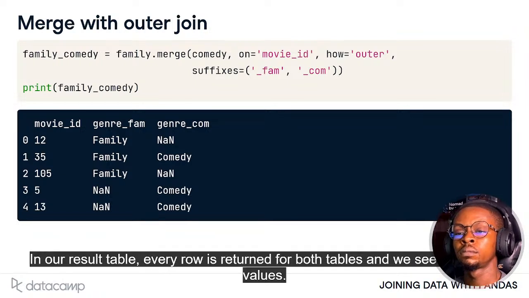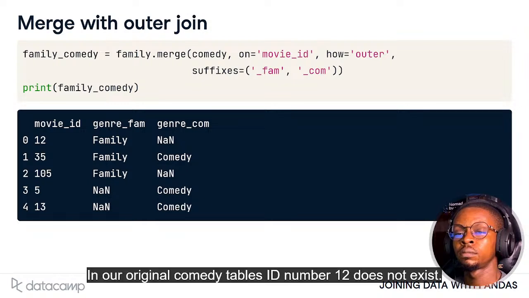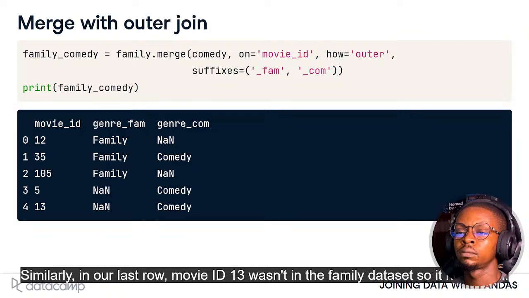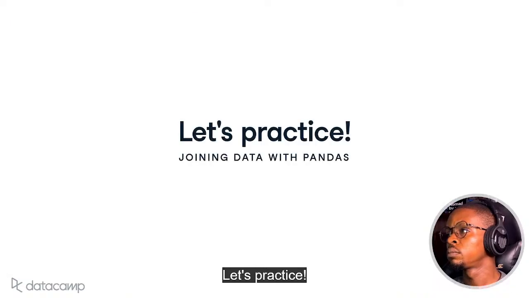In our result table, every row is returned for both tables, and we see some null values. In our original comedies table, ID number 12 does not exist. Therefore, a null is shown. Similarly, in our last row, movie ID 13 wasn't in the family dataset, so it has a null. Let's practice.